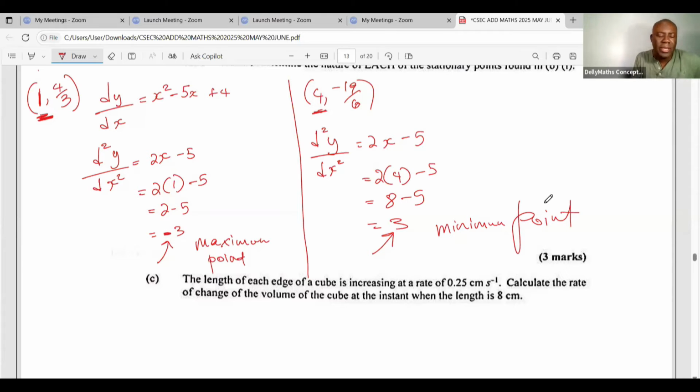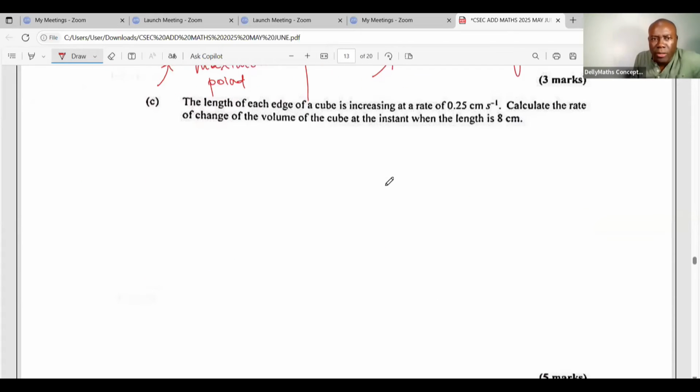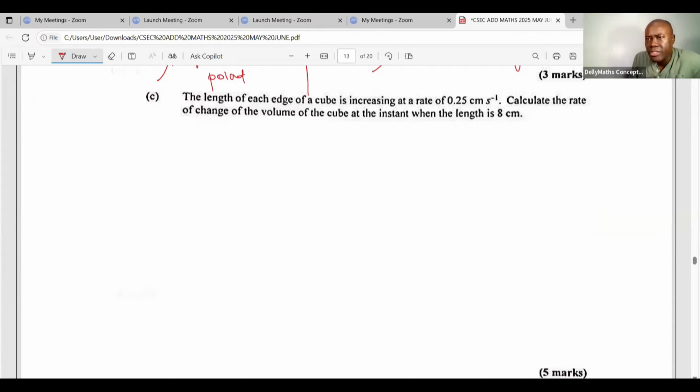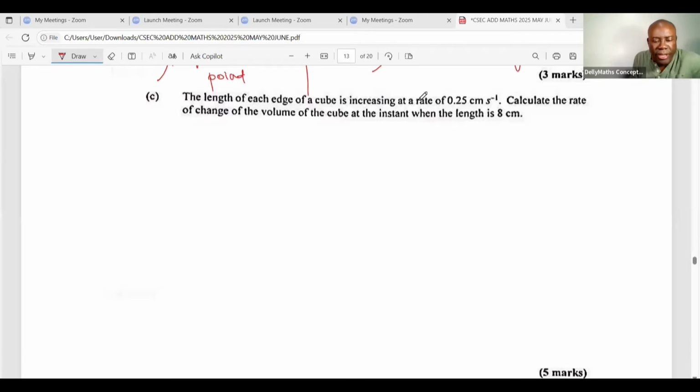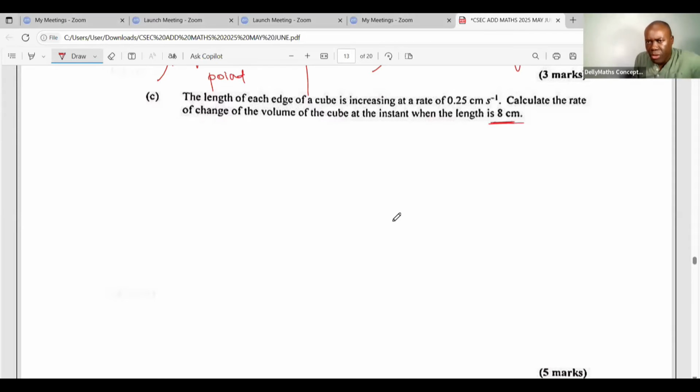So that is all we were expecting you to evaluate to tell what's going on there. Let's go for the second one. The second question says, it's a rate of change question. It says the length of the edge of a cube is increasing at a rate. All right. Whenever we're dealing with rate, it's always with time. So the length is going at a rate of 0.25 centimeters per second, right? Calculate the rate of change of the volume of the cube at an instant when the length is it.